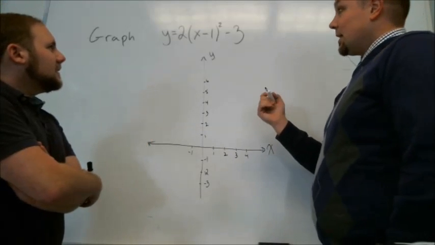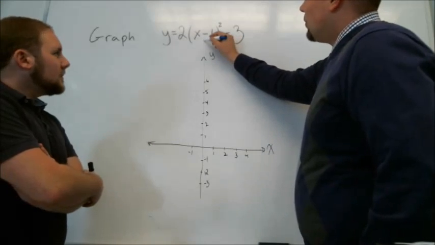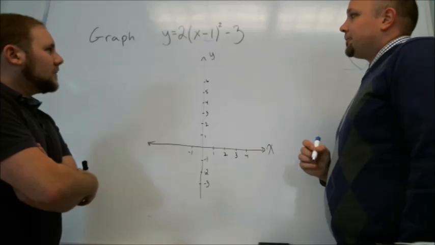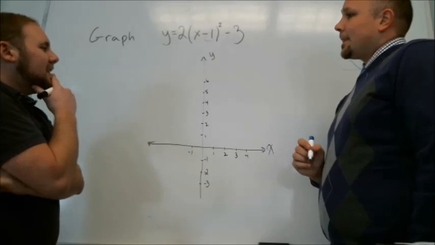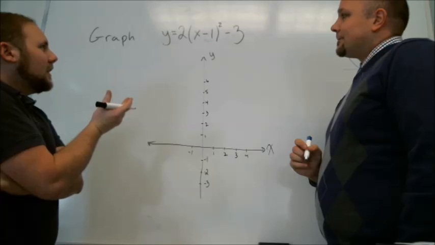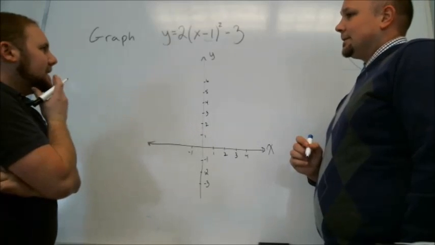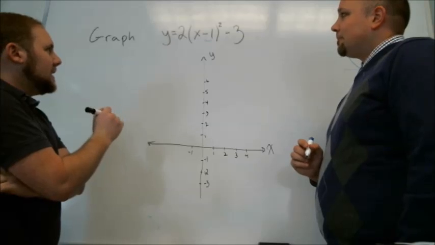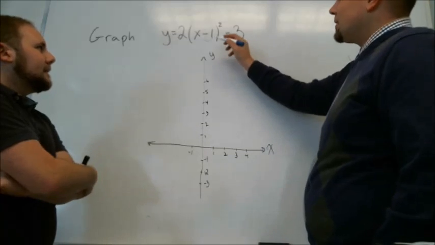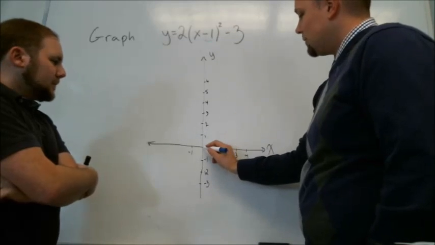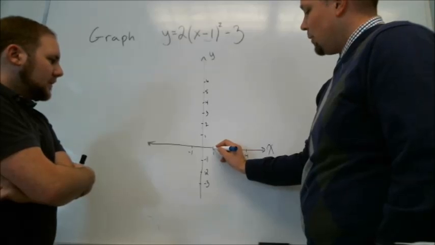So the first question you're going to ask is, what does this do to your graph? Well, if I remember the activity that we did before, that number should move the graph left or right. Exactly. So in this case, I think it moves it to the right 1 unit. Perfect. So subtracting 1 inside the bracket moves my vertex to the right 1 unit.